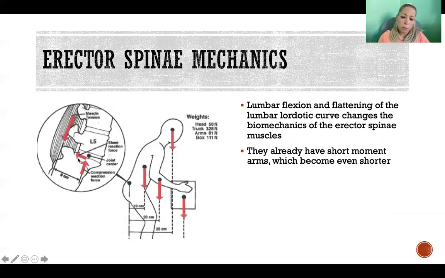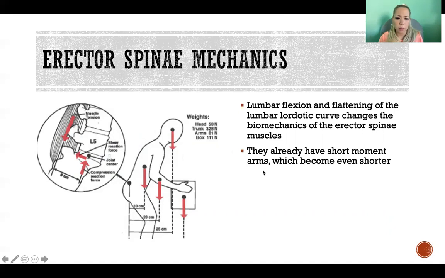So a longer moment arm will mean that the muscle is at a greater advantage and therefore can produce less force to produce the same movement. If we have a shorter moment arm, then the muscle is at a worse advantage, so it has to produce a greater amount of force to overcome that disadvantage to cause movement. Erector spinae in general already have very small moment arms because of their location relative to the axis of rotation, or the fulcrum, which is right there in the spine. So they're already very short moment arms.